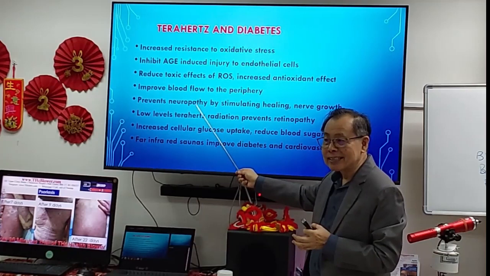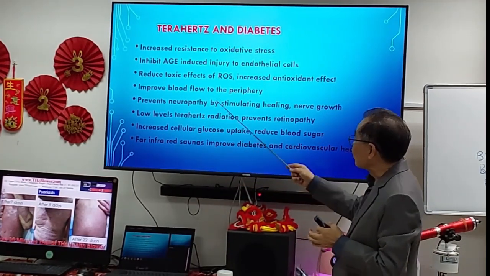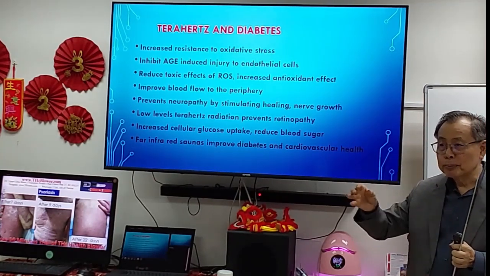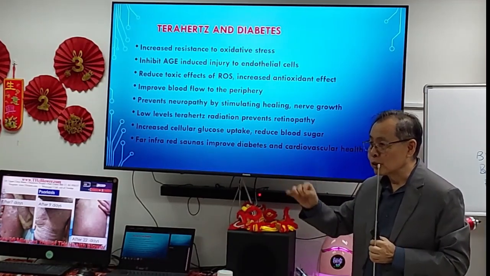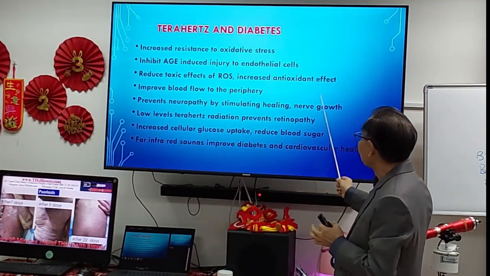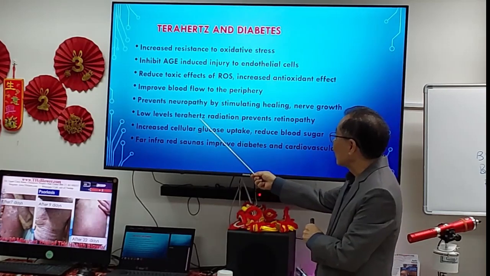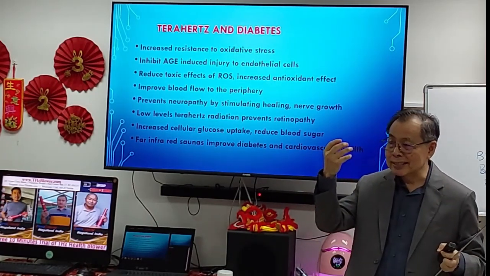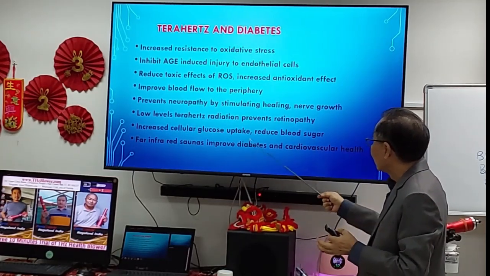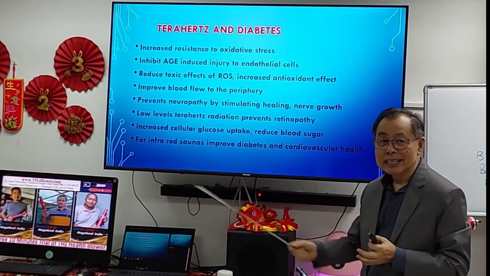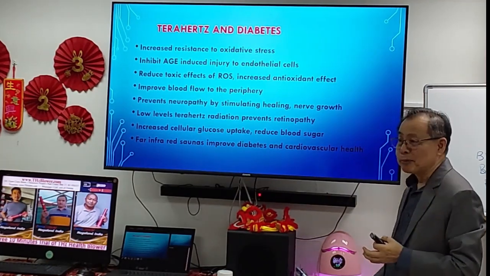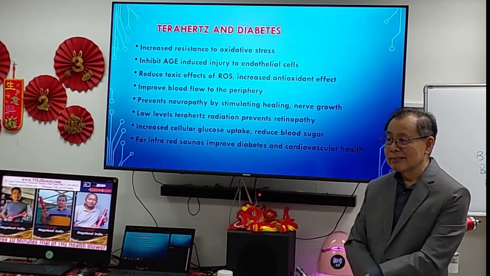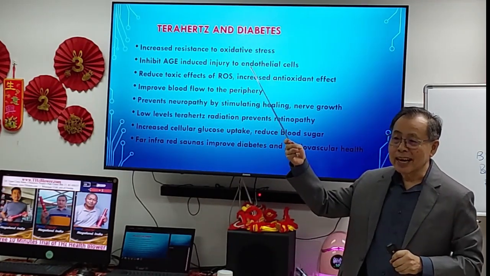Improve blood flow. We know THz improves blood flow. And it prevents neuropathy by stimulating healing and nerve growth. This is an anti-aging effect. Anti-aging has two aspects. One is to promote healing, and the other is to promote regeneration. And that's what it does. And we know that low levels of THz radiation prevent retinopathy. So for your eye damage, at the lowest setting, it can prevent that. It can reduce your blood sugar, by making your cells take up glucose. And we have known for a long time, because far infrared saunas have been around for quite a while, that it improves diabetes and cardiovascular health. So I've summarized all the effects of THz on this slide, and that's what it can do for you.